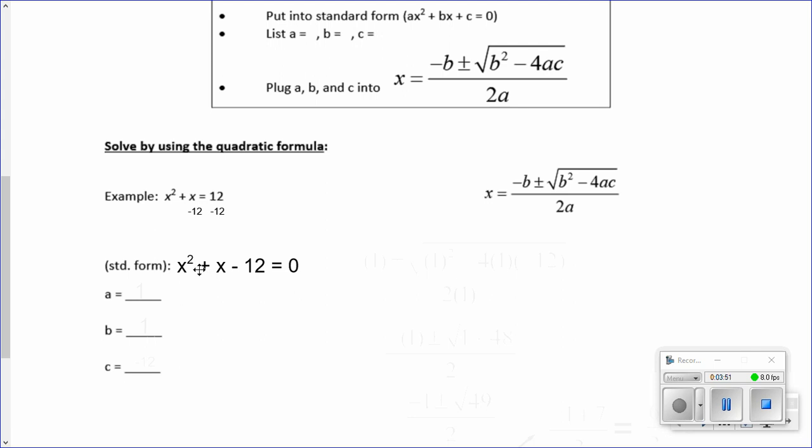I can find my a, b, and c. A is the number with the first term, and that is actually an invisible 1. B is the number with the second term, which is also an invisible 1, and c is my constant, which is also known as your y-intercept. It's negative 12.